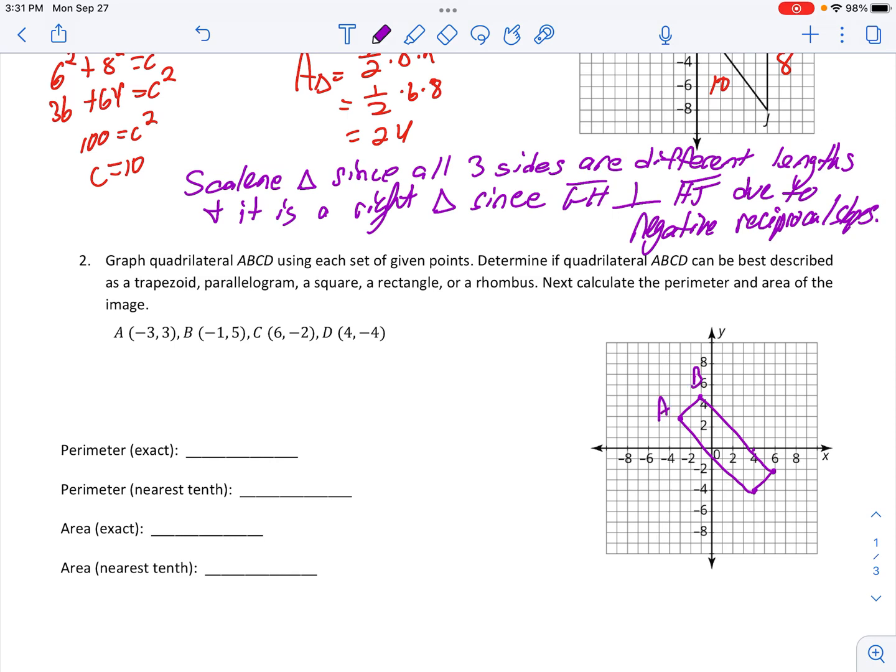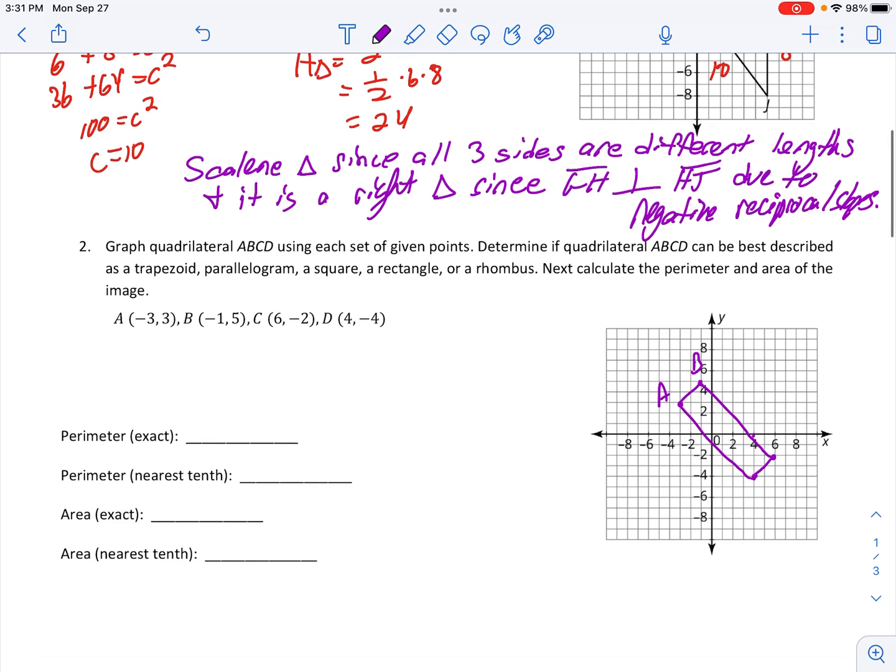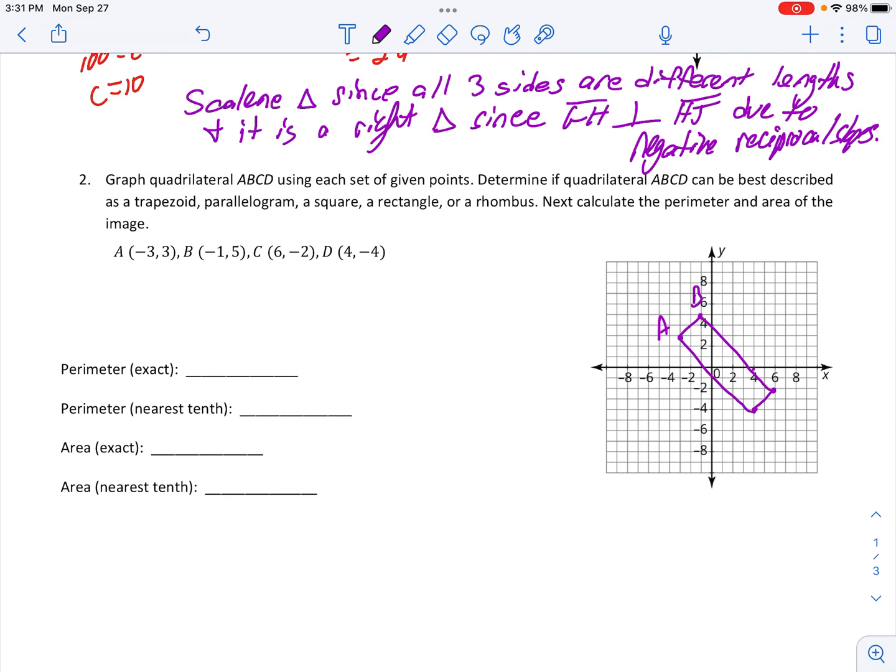All right, I'm going to go find that AB first using my distance formula for like the 50 millionth time here. Okay, so for AB, going to use my distance formula again: change in the x's squared plus change in the y's squared. Work it out. You should be getting 2 root 2.